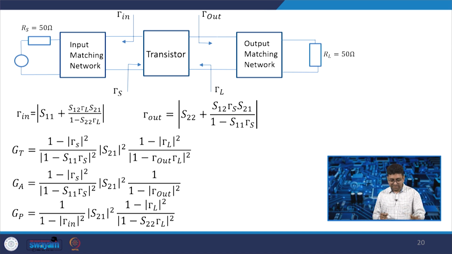If we summarize, this is a 2-port transistor network, and here there is an input reflection coefficient and an output reflection coefficient. GT is the transducer gain, GA is the available power gain, and GP is the power gain. These are all figures of merit, and we can use them for designing the amplifier.